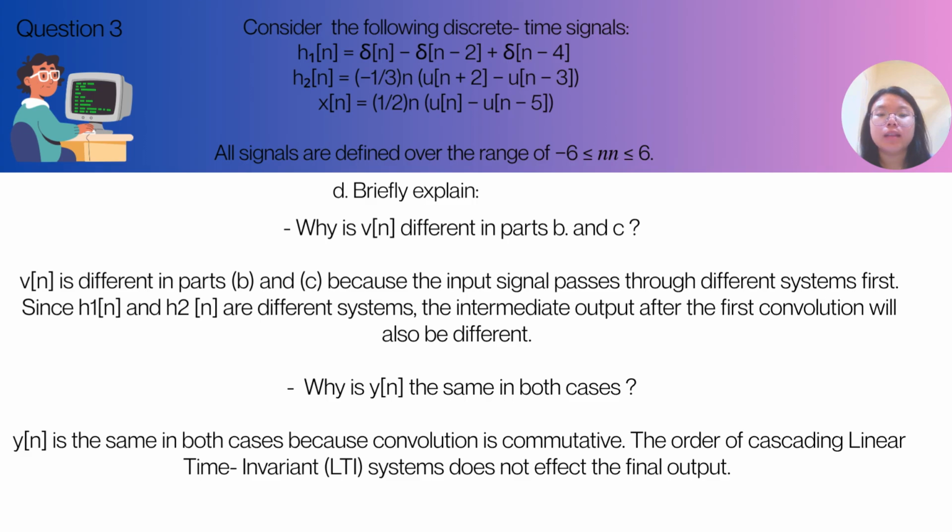Why is Yn the same in both cases? Yn is the same in both cases because convolution is commutative. The order of cascading linear time-invariant systems does not affect the final output. LTI system does not affect the final output.